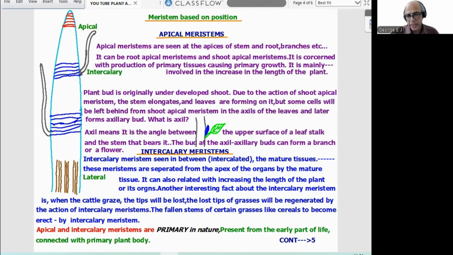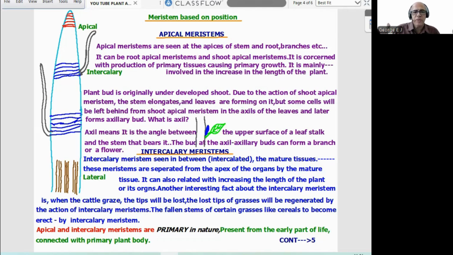Now, apical and intercalary meristems are primary in nature. Primary means they were present in the early part of life itself, and they cause primary growth of the primary plant body, that means simply increasing in length, apical and intercalary. Intercalary will also help to regenerate the lost cells when cattle graze. Now comes the last meristem under position, apical, intercalary and lateral.